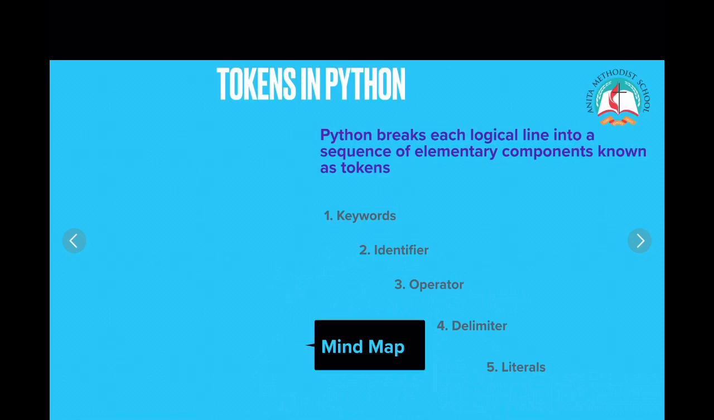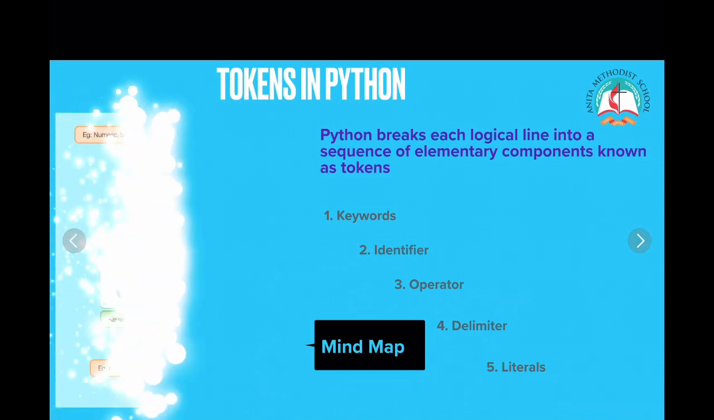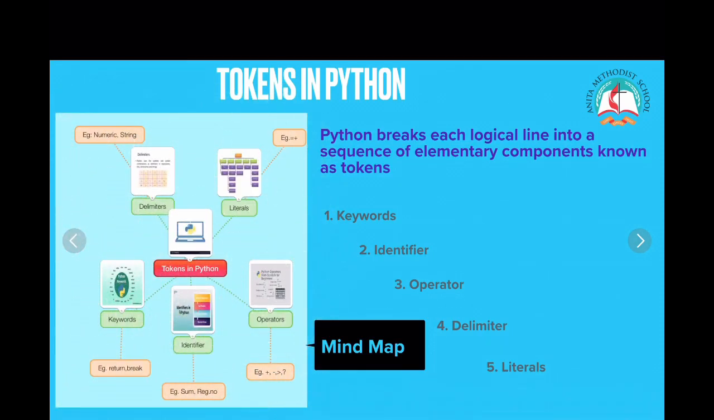Now we are going to do a quick mind map on the whole chapter. So 5 things: keywords, identifier, operator, delimiter, literals. So these are the 5 things we are going to see with example codings in today's lesson.